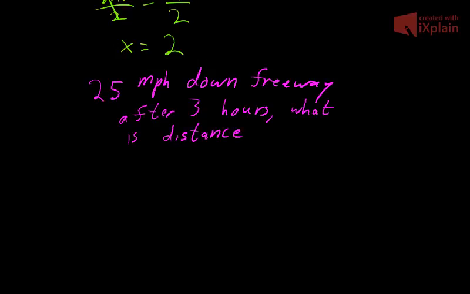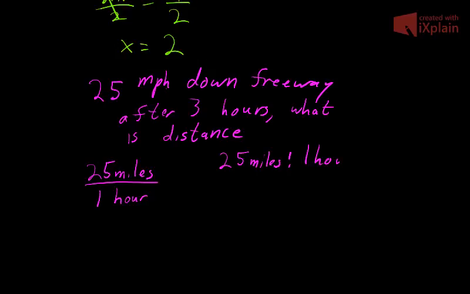When I see this problem, I see miles per hour, and I know that's actually a rate. So that's 25 miles for every 1 hour. I like fractions, so I write my rates like they're fractions. If you wanted to, you could also do 25 miles to 1 hour like this. Doesn't really make a difference, that's okay.